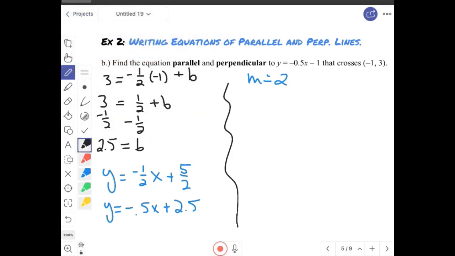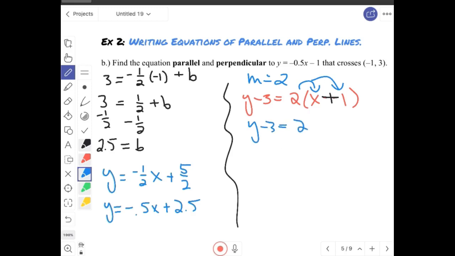And again, for this one, I'm going to use that point-slope form, and you can pick whatever one you want. So that's y minus 3 is equal to 2 times x minus negative 1. So that turns into a plus. Distribute. So we get y minus 3 is equal to 2x plus 2. Add 3 to both sides. So we get y equals 2x plus 5. Okay? There is the first video.